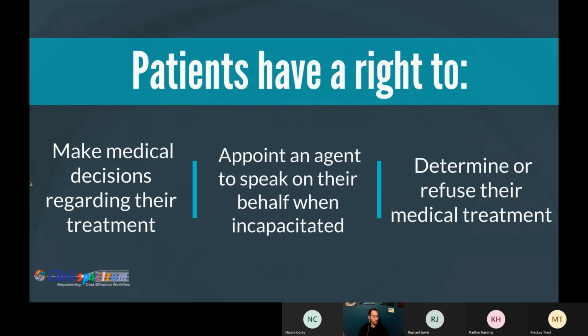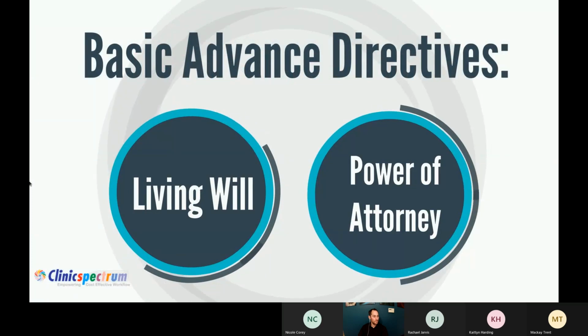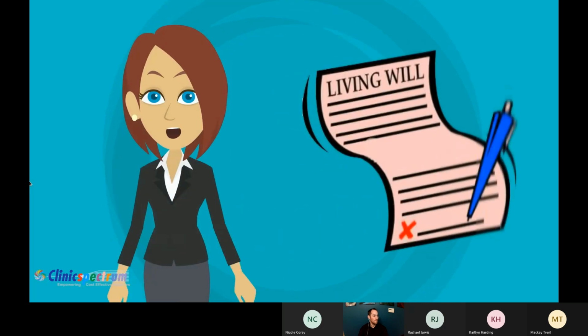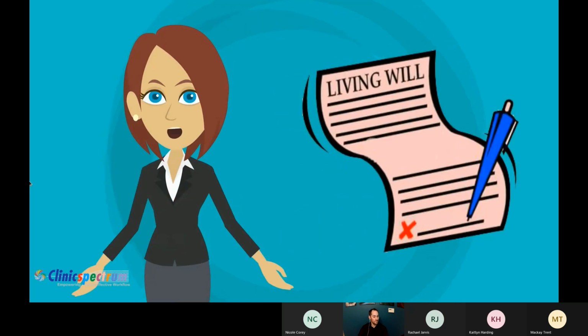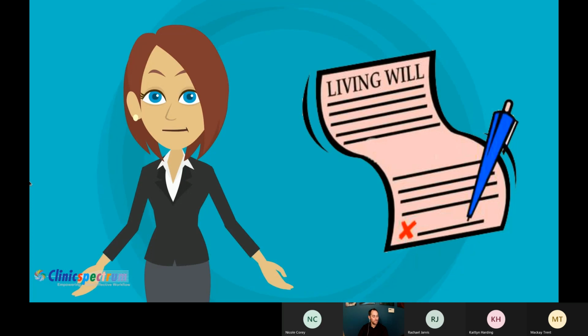Patients have a right to make medical decisions regarding their treatment, appoint an agent to speak on their behalf when incapacitated, and determine or refuse their medical treatment and care. Two commonly used advance directives are living will and power of attorney. The living will. A living will tells medical professionals and your family which medical treatments you want to receive or refuse, and under what conditions.